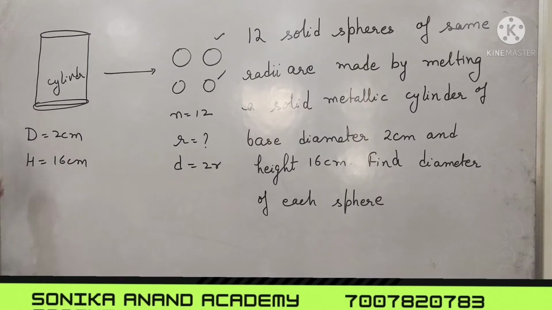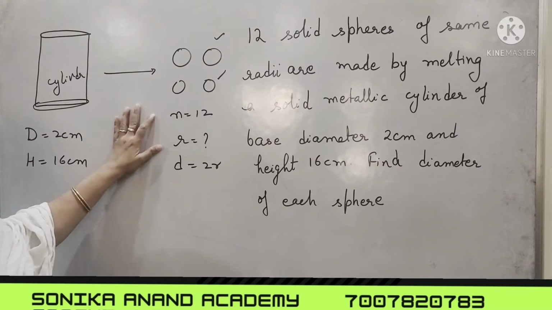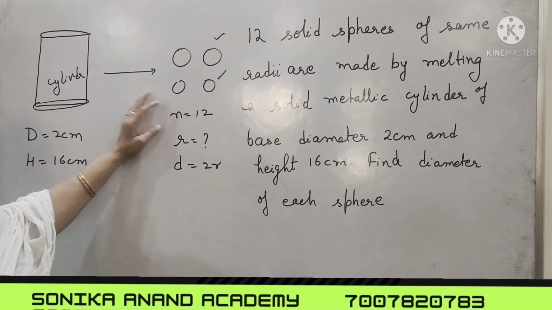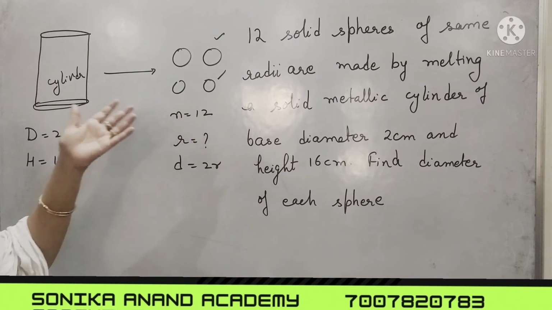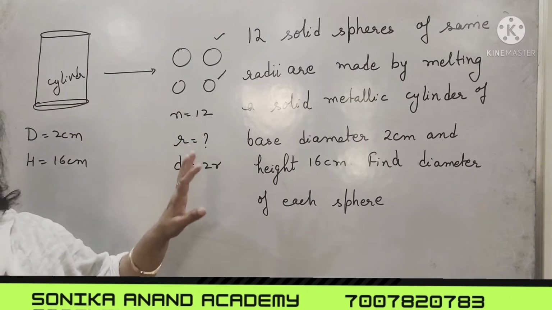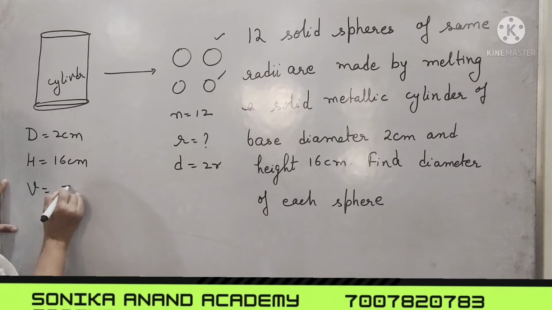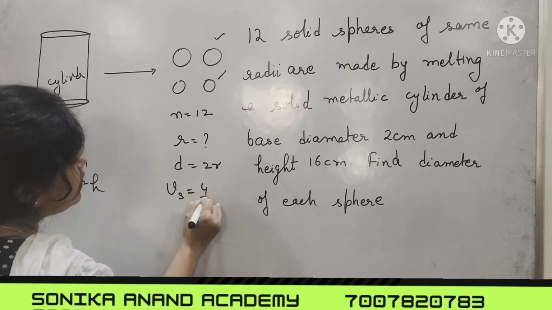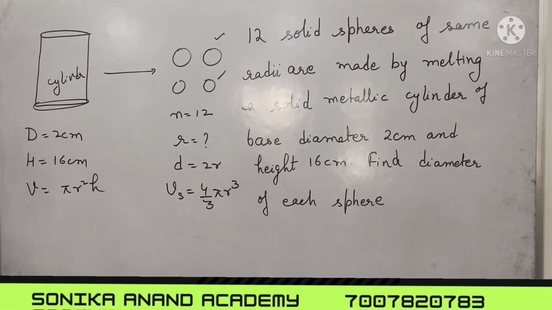We have to find what is the diameter of these solid spheres. That means there is a cylinder, we melt it and convert it into other spheres. Again one figure is converting to another form. That means volume of both the cylinder and the sphere are same. Clear? Now the volume of the cylinder is pi r square h and volume of the sphere is 4 upon 3 pi r cube. And both the volumes are equal. So we put everything over here.